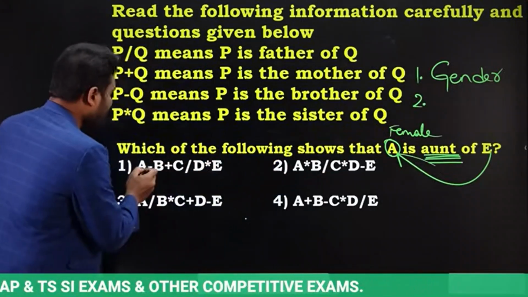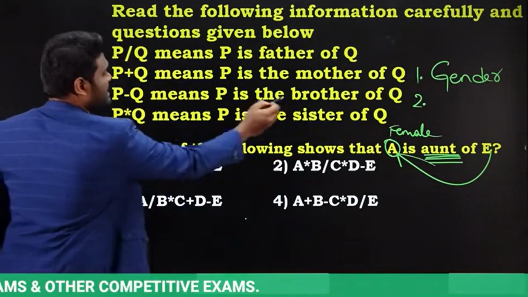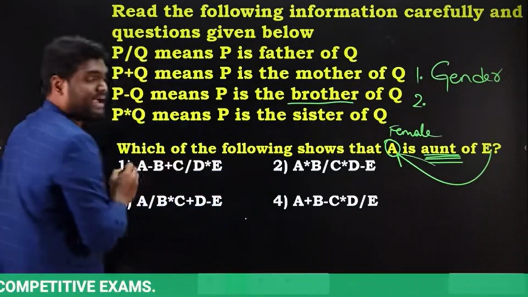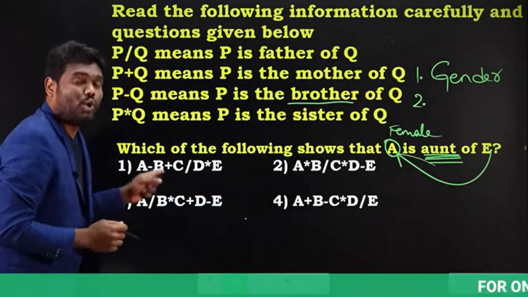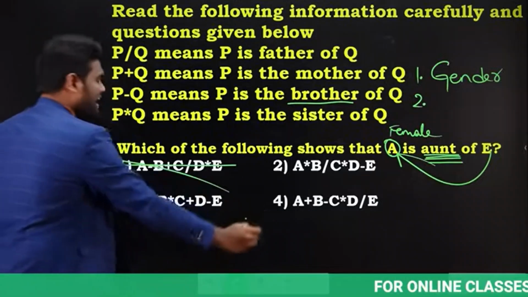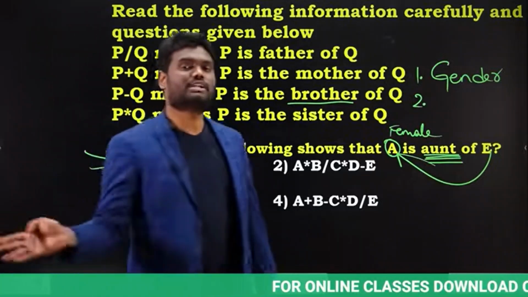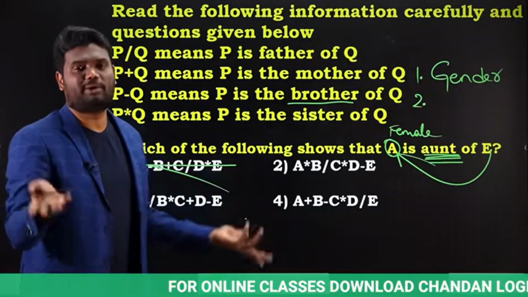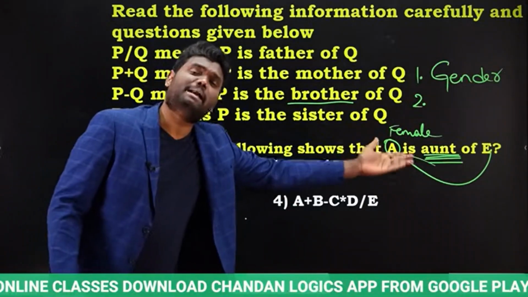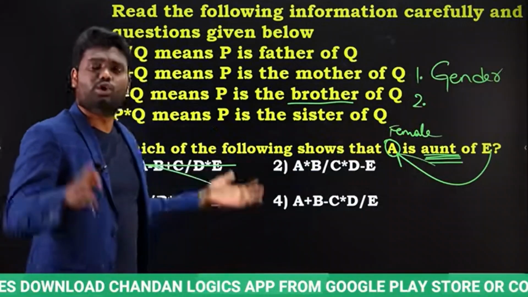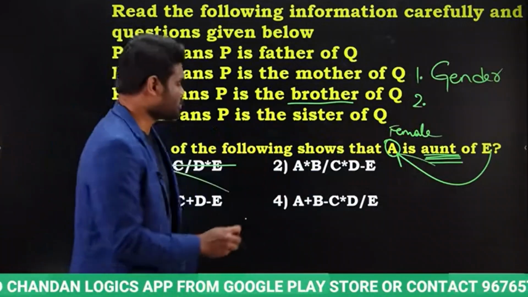Let us check. A minus. What is minus? Minus means brother. As minus means brother, A is a brother, which means A is a male person. As A is a male person, the first option is eliminated. The first option can't be your answer. Why? Because according to our requirement, A should be a female person, but this is a male person. So eliminate. Let us look at the next one.